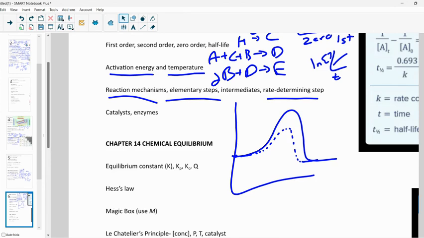Yes. For the half-life equations, do you need to know the zero and second order? Nope. The only difference.